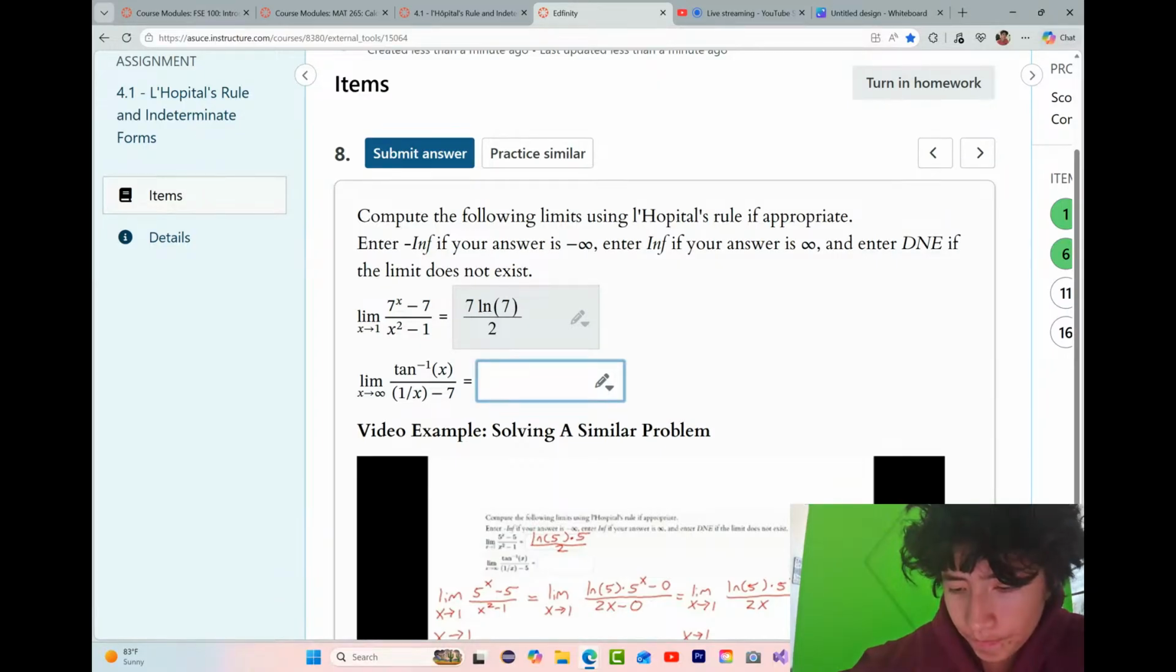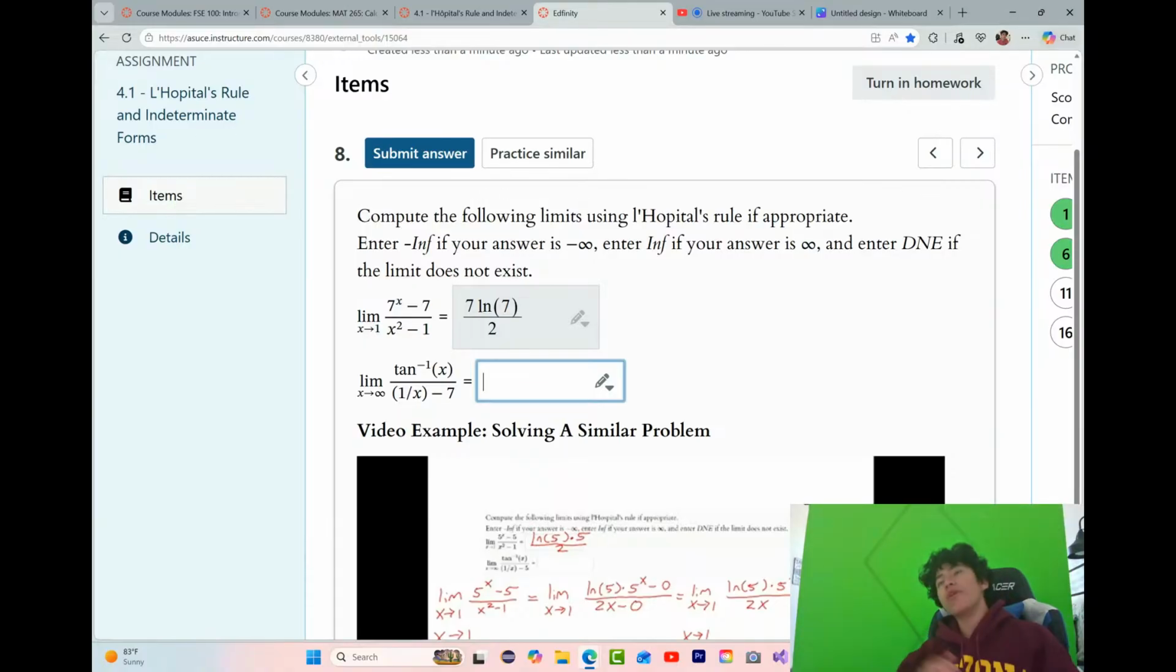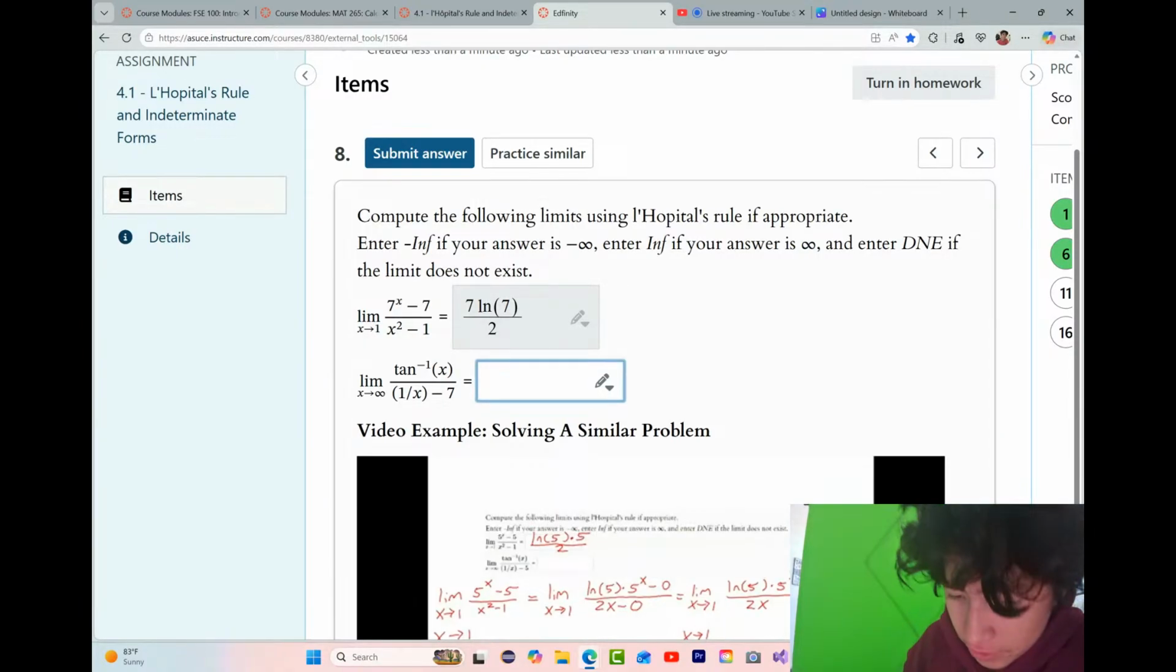So we have as x tends to infinity. Our domain of tangent inverse of x is going to be the range of tangent of x, and the range of tangent of x is negative infinity to infinity. So that's our domain. Perfect. And then the range of tangent inverse of x is the domain of tangent of x, which is negative pi over 2 to pi over 2.